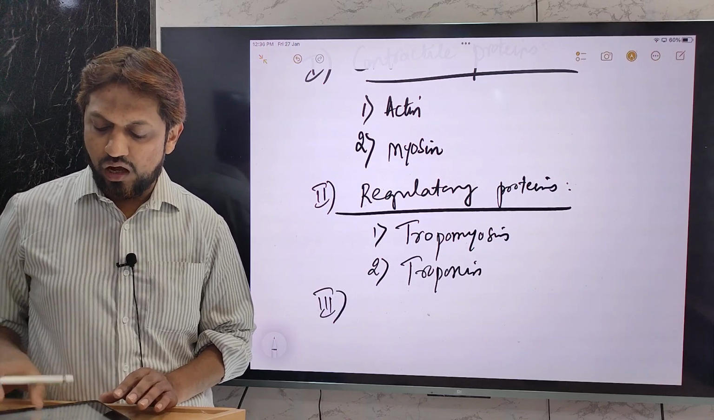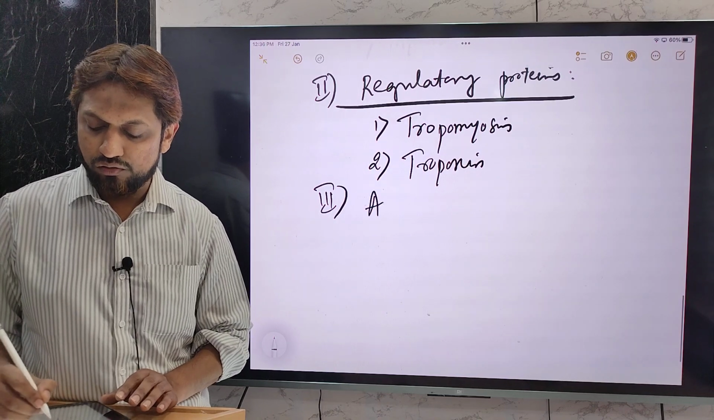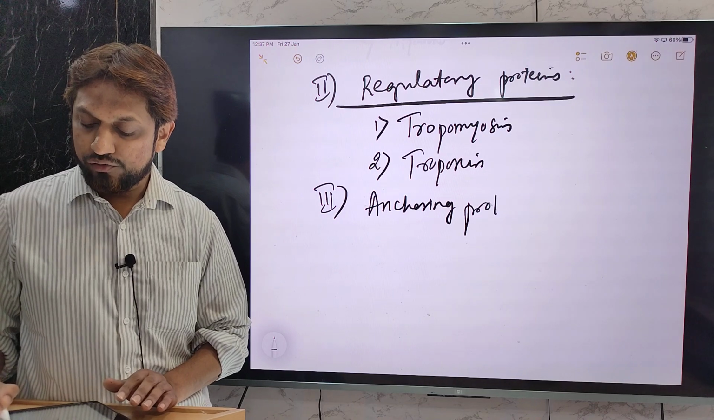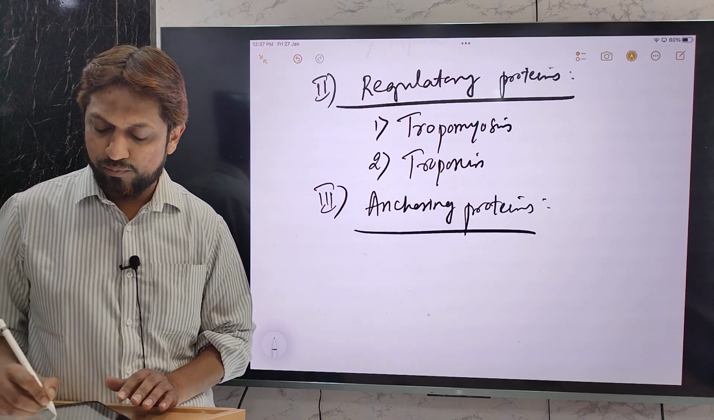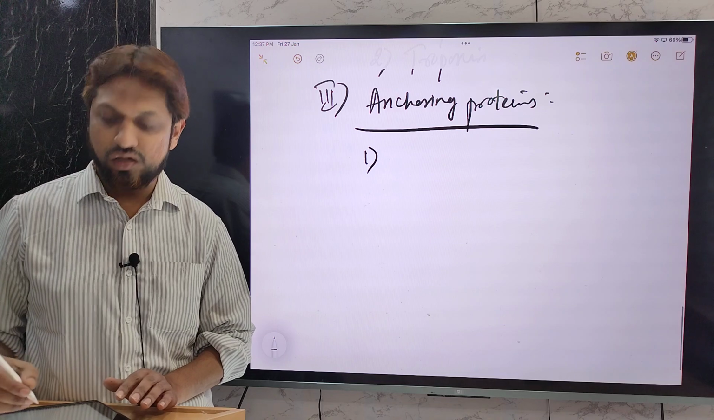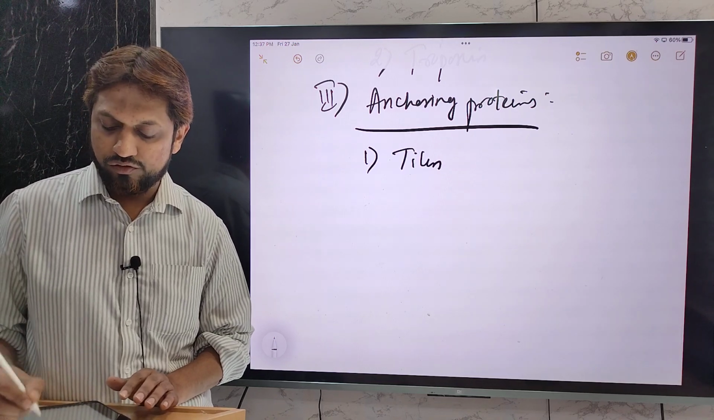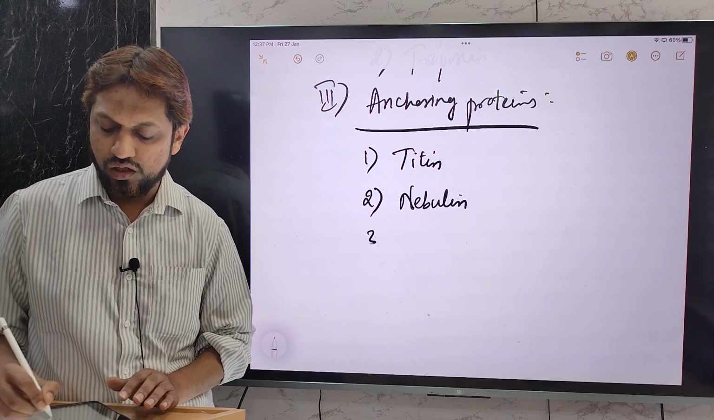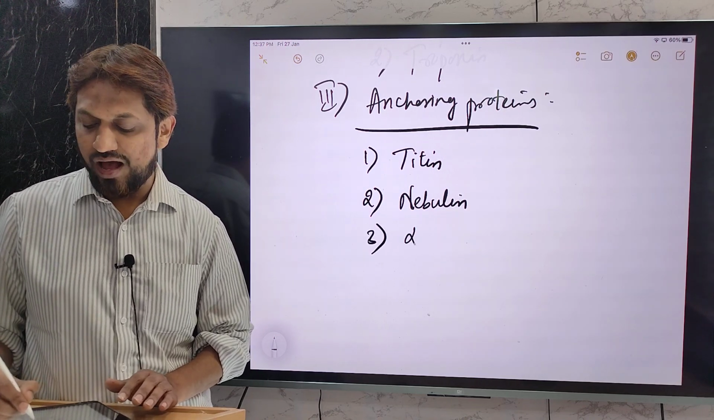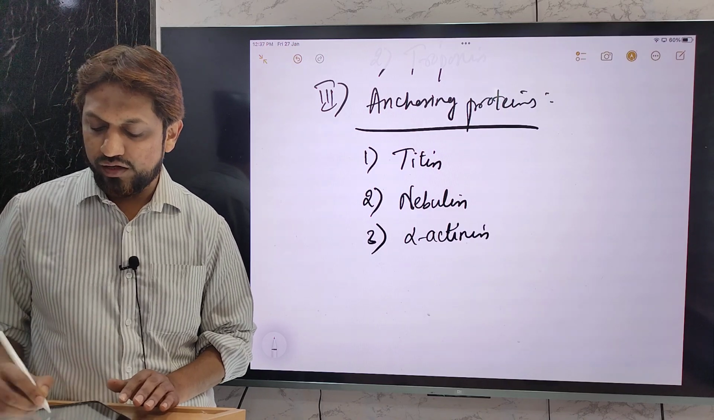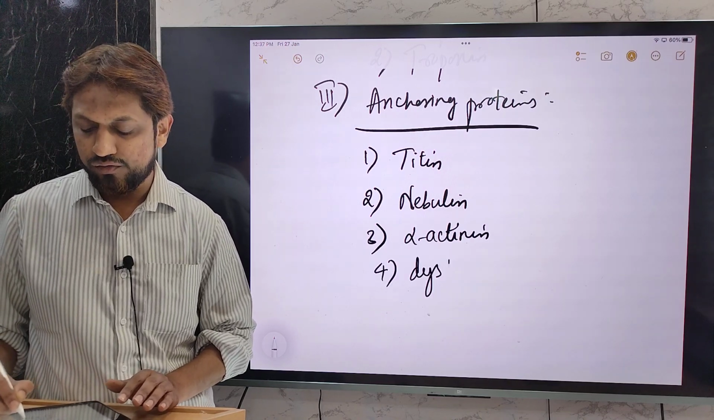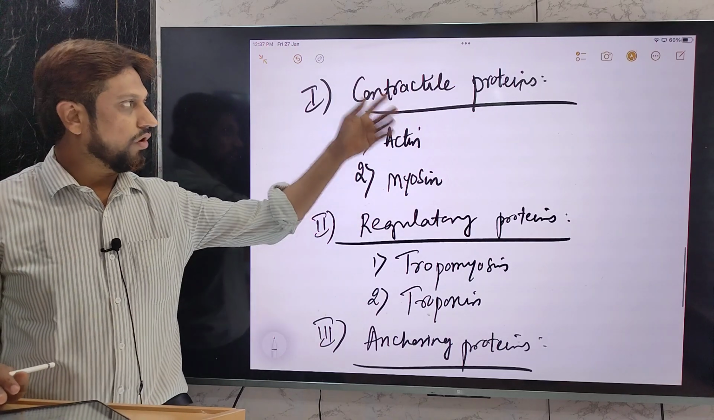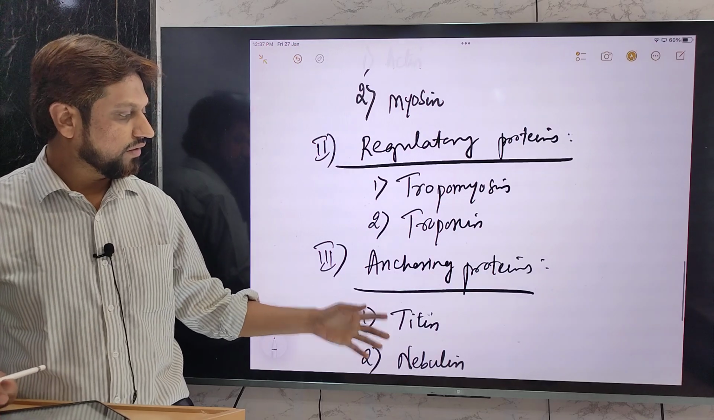Then finally there are anchoring proteins. The anchoring proteins present in the myofibrils are titin. We'll discuss where exactly they are present and how they look, or the structure also if possible. Nebulin, then alpha actinin and dystrophin. There may be other proteins also, but these are the important proteins we are discussing. So basically it has contractile proteins, regulatory proteins and anchoring proteins.